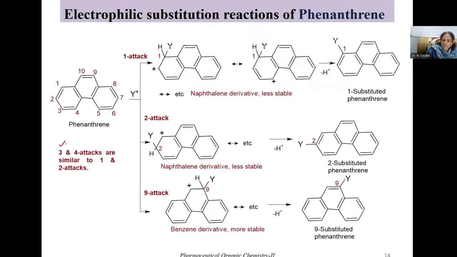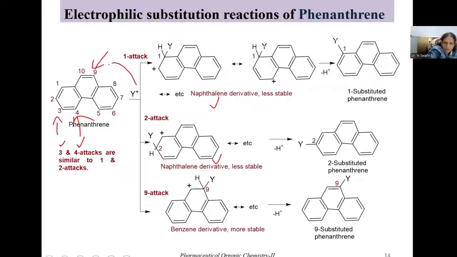Now coming to the 3 and 4 attacks, students, you have to make them similar to the 1 and 2 attacks. In 3 and 4 attack also you will get a carbocation which is a derivative of naphthalene. That is why I have not shown it, because I want to accommodate all these attacks in one single slide. Now coming to the ninth attack, this is the ninth position.